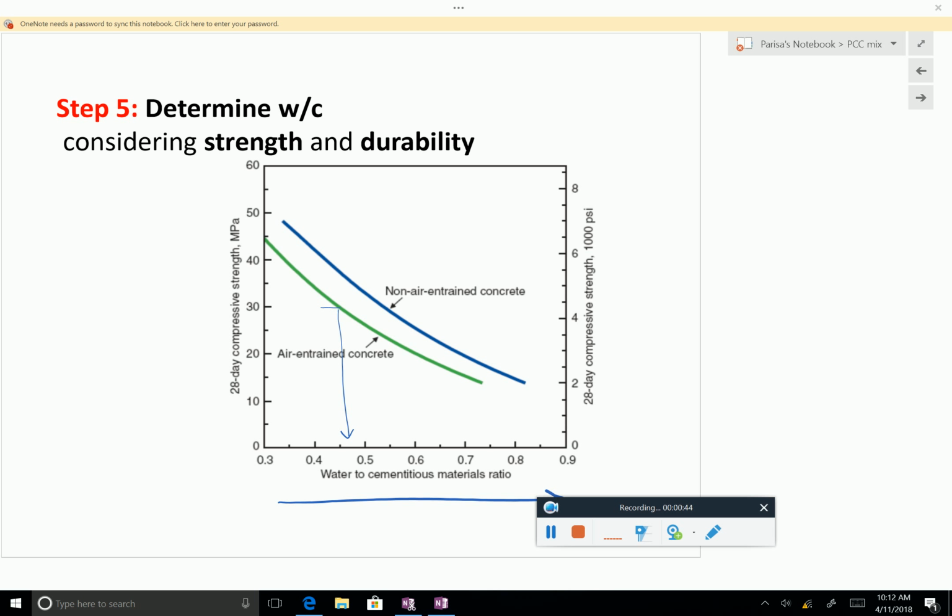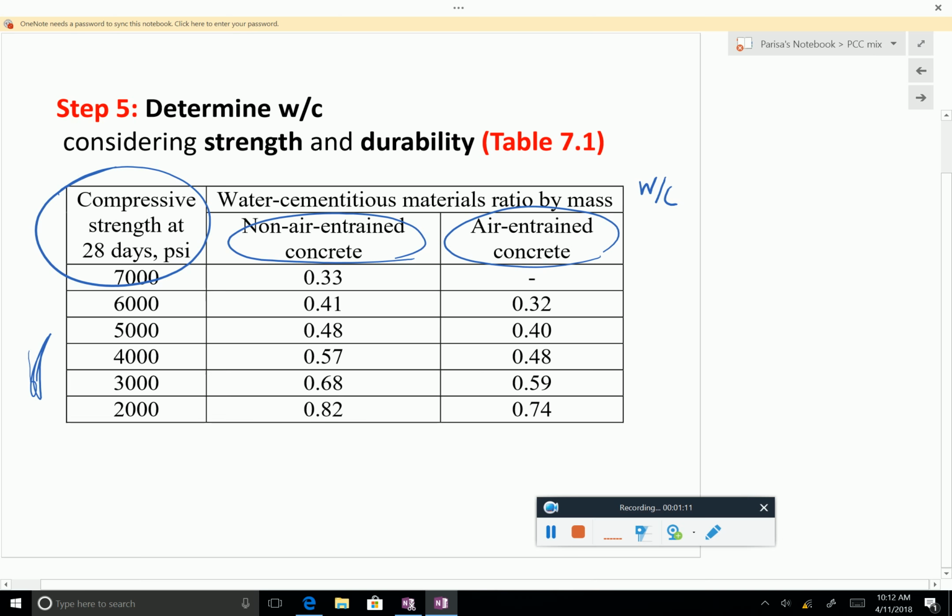So there are curves like that where, if you know what you want for compressive strength, you can kind of design water cement ratio. And as you can see, if the material is air entrained, the strength is lower. This was also part of your quiz. When you add more air, the strength goes down. But we like air entrainment because of durability.